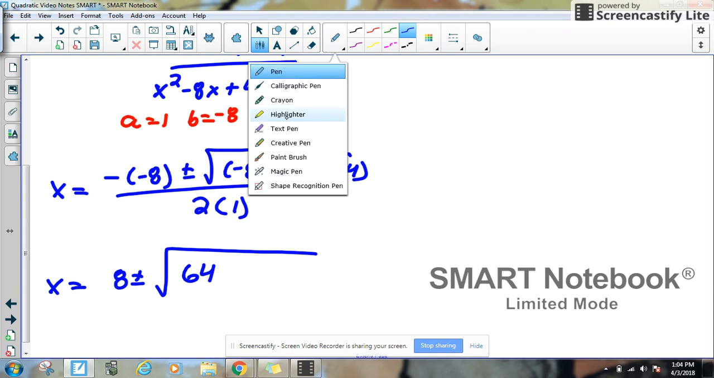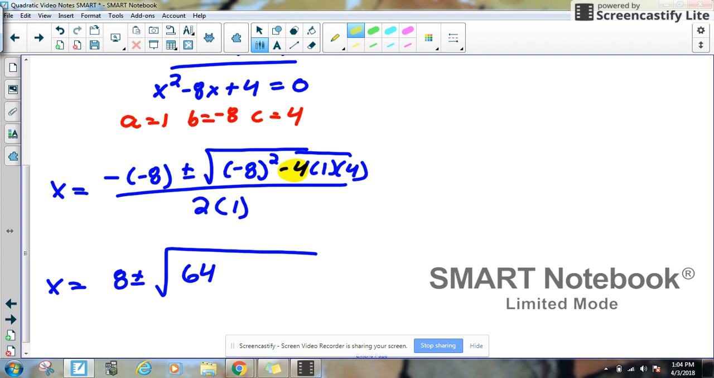Minus, so again, this is what I like to do. I like to do minus 4 times 1 times 4. So it's 3 multiplications. So minus 4 times 1 is minus 4. Times 4 is negative 16. All divided by 2 times 1 is just 2.